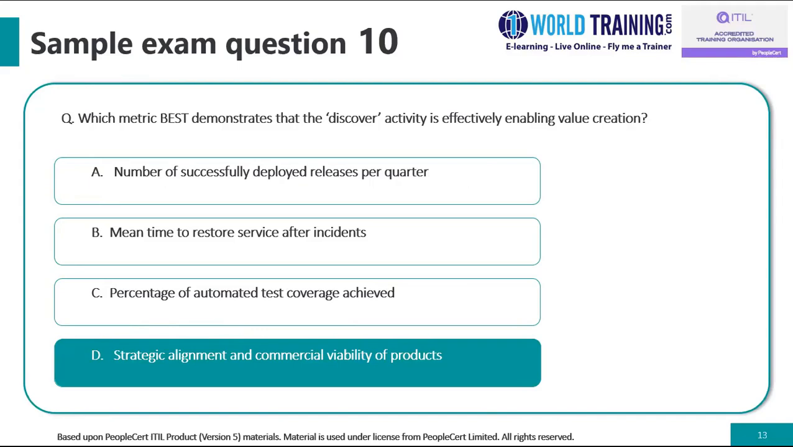A is wrong because deployment frequency is a transition or build metric. B is wrong because mean time to restore service is a support or operate metric. And C is wrong because automated test coverage relates to build.